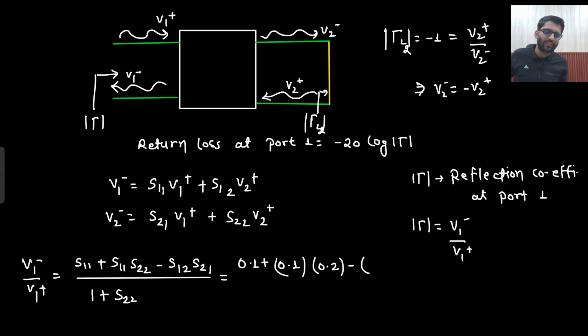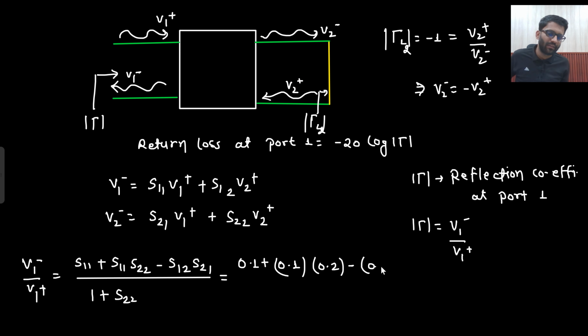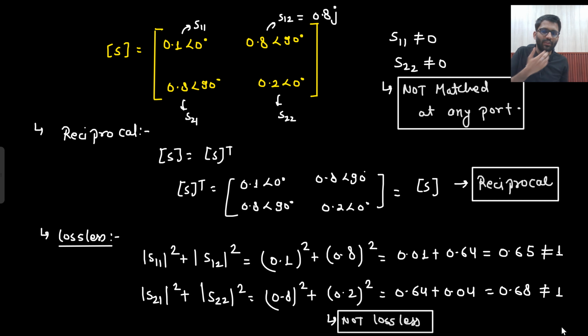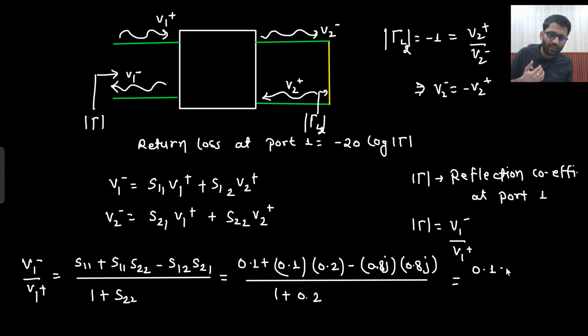Minus, what is the value of S12? So this is your S12. This is your 0.8 j, right? Because a 90-degree angle will result in j. So it is 0.8 j. And what is your S21? That is also 0.8 j. 0.8 j divided by 1 plus S22. S22 was this one, which is 0.2. So this is 0.1 plus 0.02.